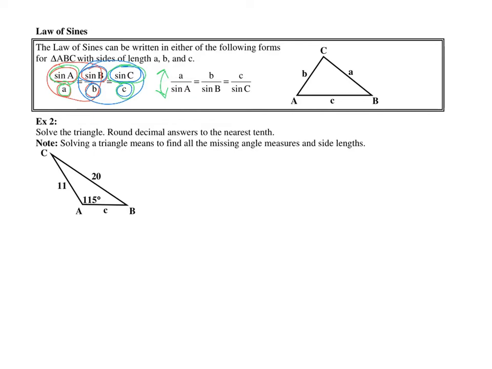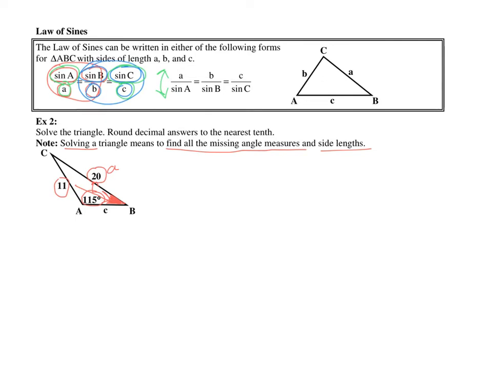So let's apply this formula and see how it works out in a concrete example. We're going to solve the triangle, and solving the triangle means to find all the missing angle measures and side lengths. So what do we have to work with here? I have this angle to start with here, 115 degrees. I have the side across from it, that's 20. That would be my lowercase a. And then I have this side length, 11 here. That's across from angle B. So this is the angle I want to solve for.